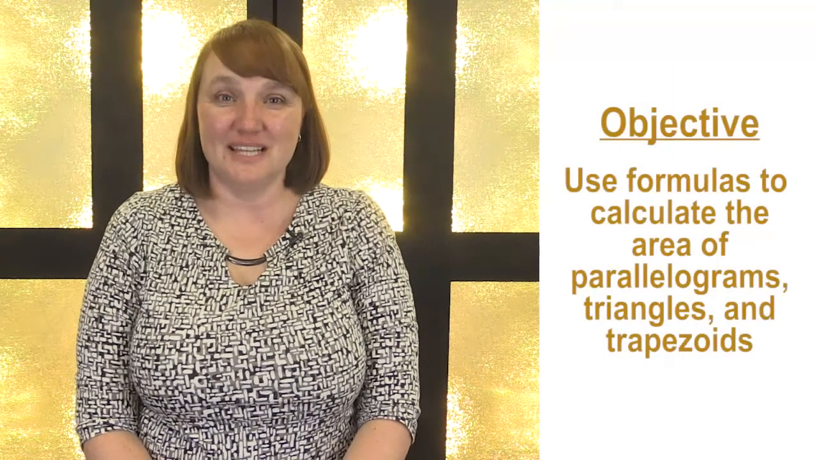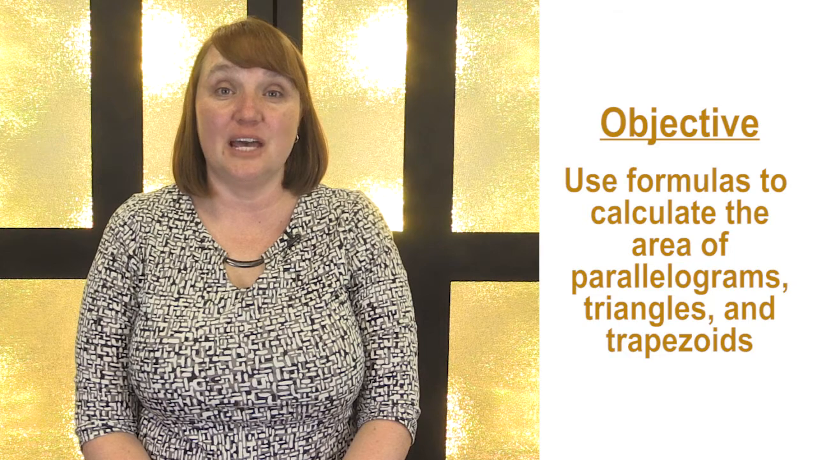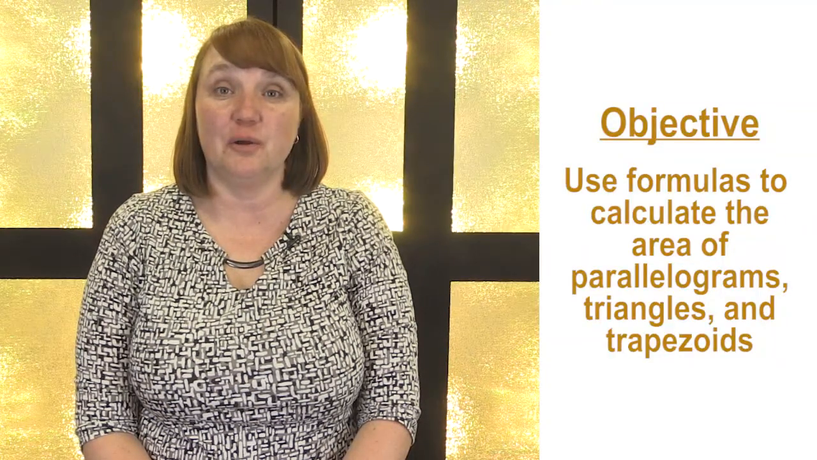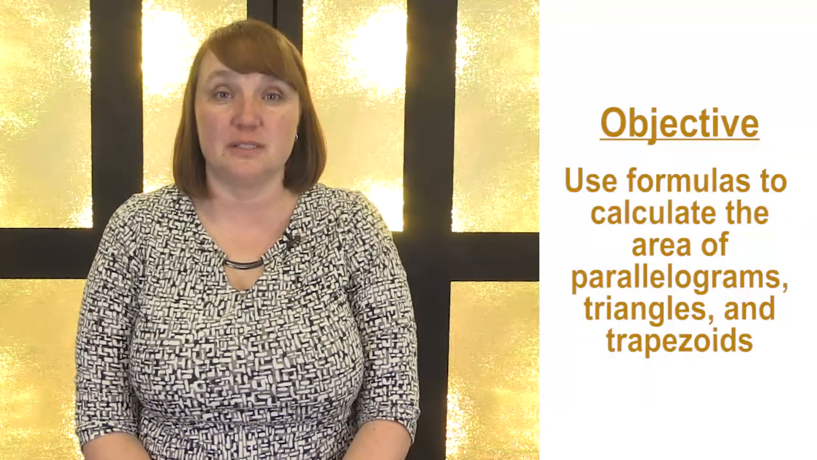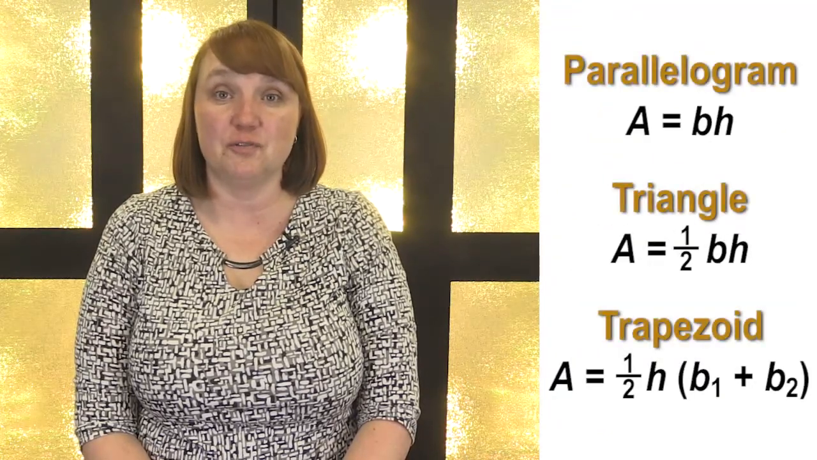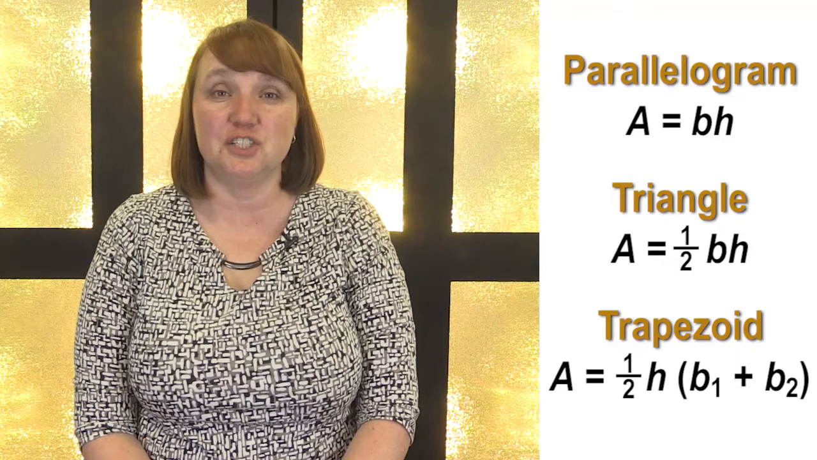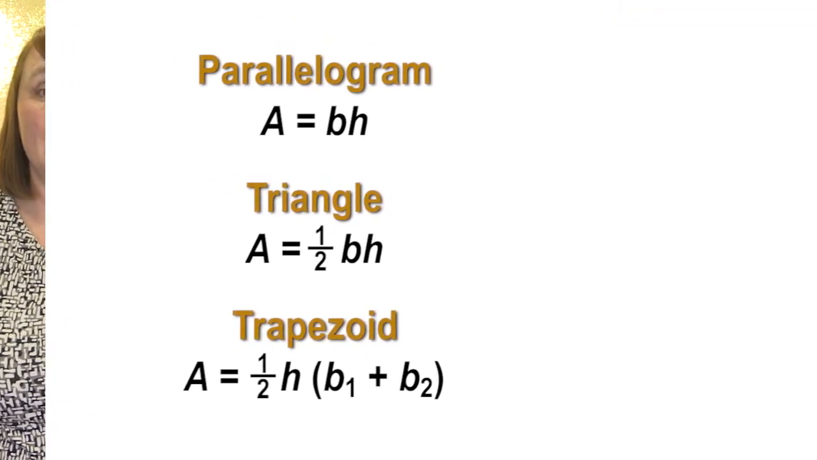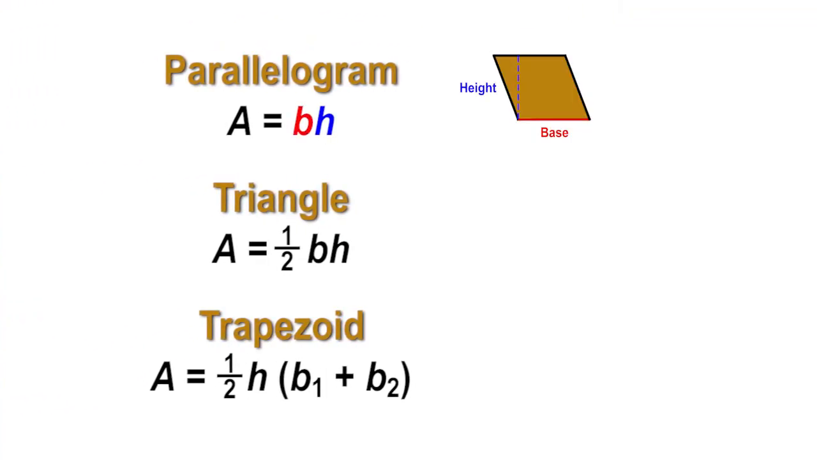The objective of this lesson is to use formulas to calculate the area of parallelograms, triangles, and trapezoids. Let's review the formulas we discovered in previous lessons for finding the area of each of these shapes. To find the area of a parallelogram, multiply the height times the base. To find the area of a triangle, multiply the base times the height, and then divide the product by 2.